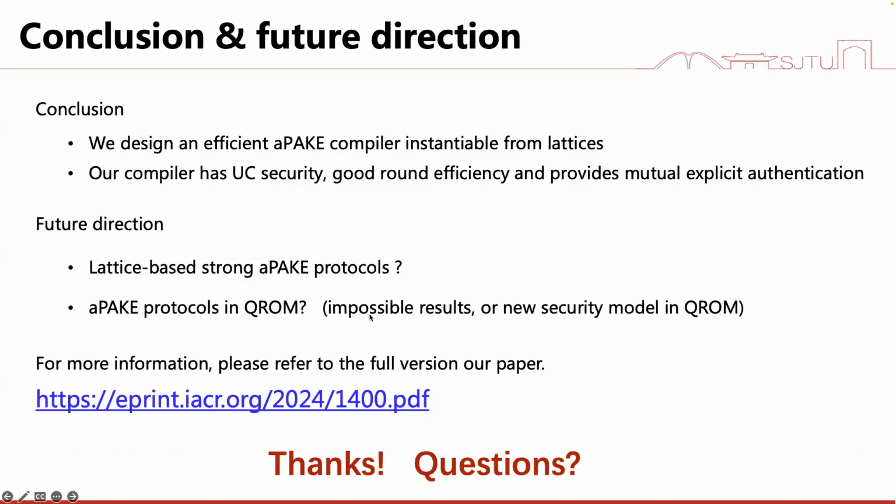And finally, I will give a conclusion. In this paper, we design an efficient APAC compiler instantiable from lattice. Our compiler has UC security, good round efficiency, and provides mutual explicit authentication. However, our APAC is not a strong one. It cannot resist a pre-computation attack.